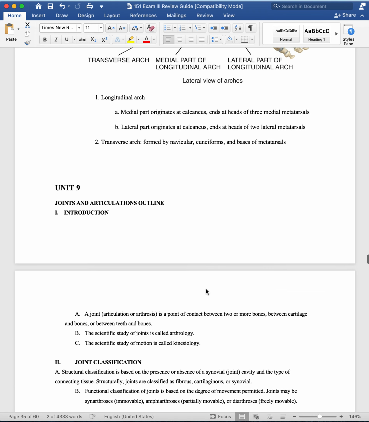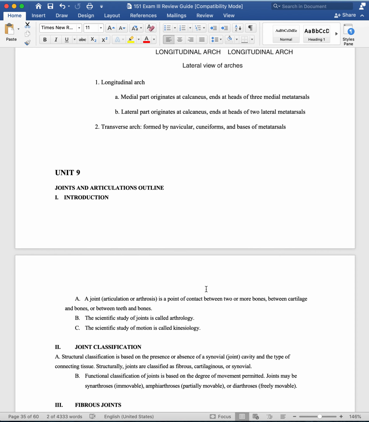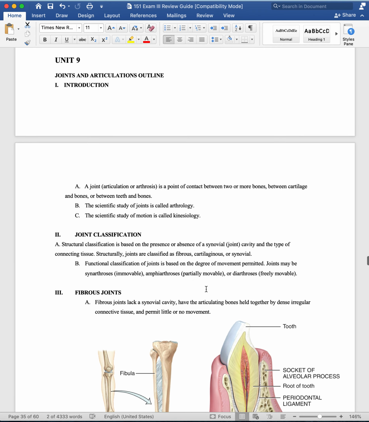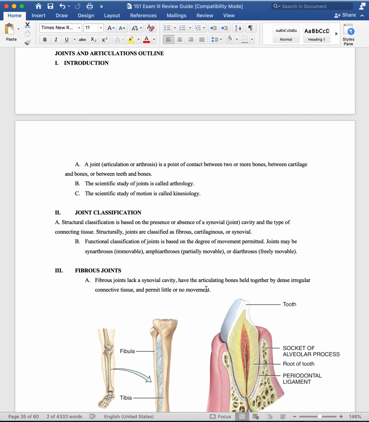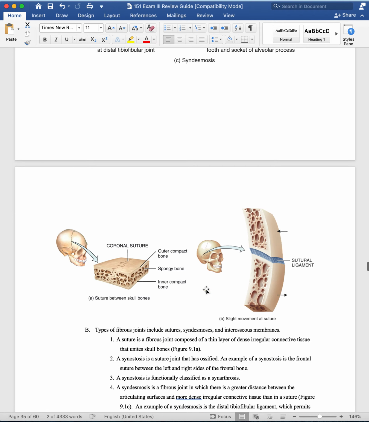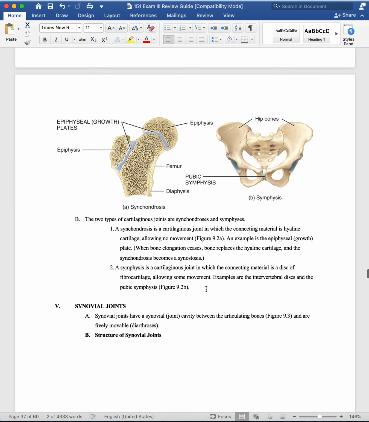All right, so that's going to wrap up Unit 8. Let's move on to Unit 9. Unit 9 is referring to joints and articulations. So we have 3 major classifications of joints. We have fibrous joints, cartilaginous joints, and synovial joints.